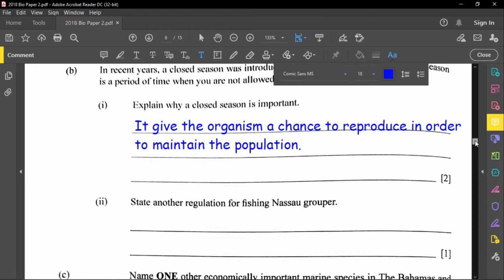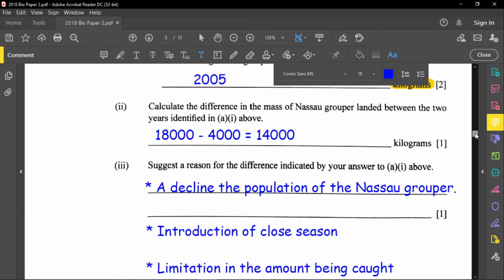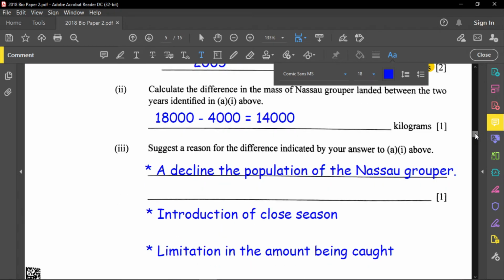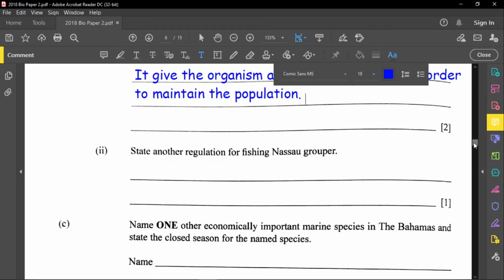All right. State one regulation for fishing Nassau grouper. We kind of have that answer from before, when we said here we have a decline in population of Nassau grouper. That could be it, but the limitation could be a closed season or a limitation in the amount being caught. But let's be specific about what is actually on the law book right now. One of them is by size or weight. It's really weight, but I'll put size.